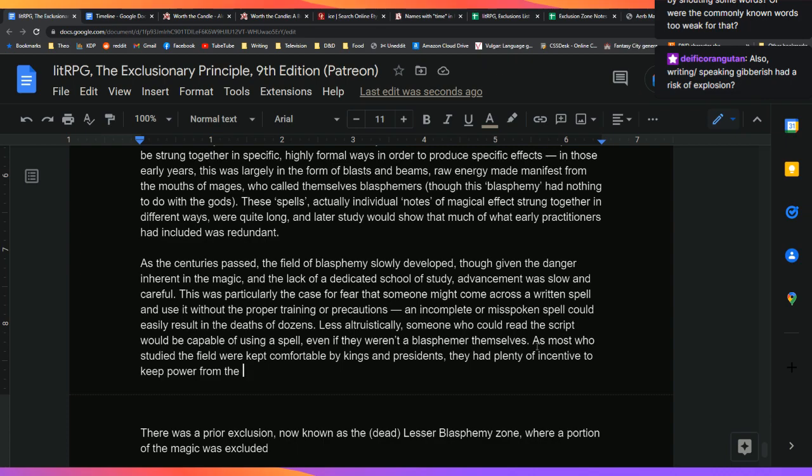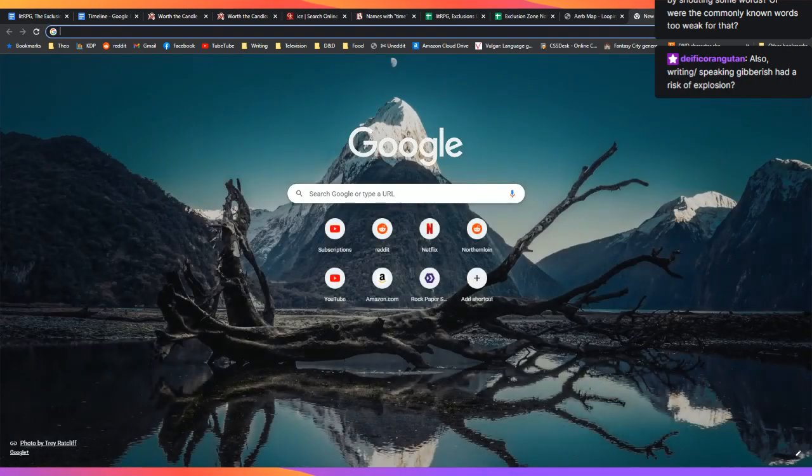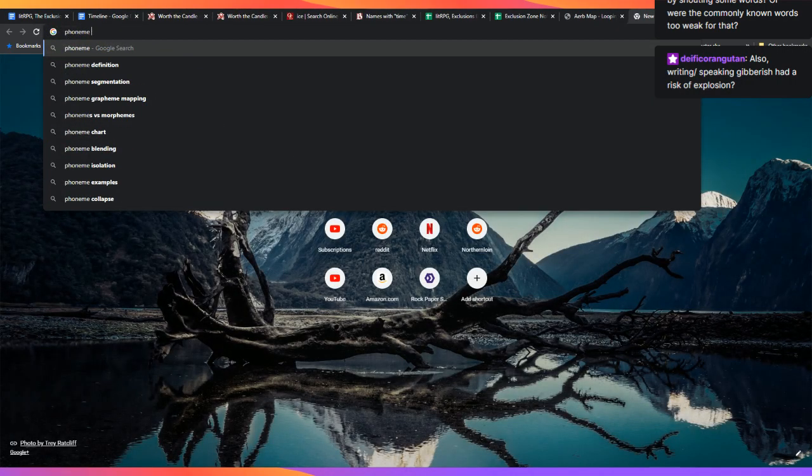Writing and speaking gibberish had risk of explosion. Yes. But it needs to be the correct things. Most languages would not have as many phonetic features. And I'm not going to map it out. It is interesting, I just like language stuff.